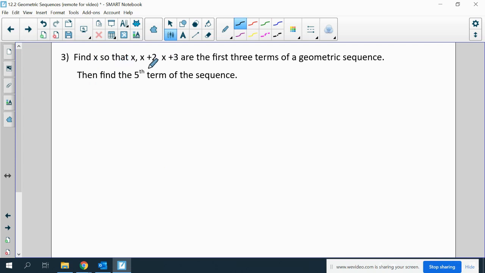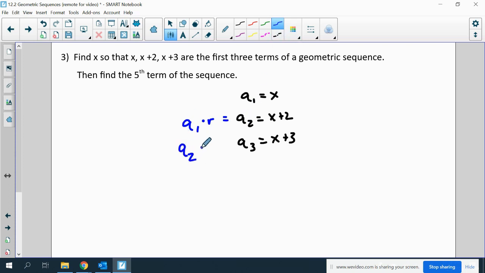Problem 3, find x so that x, x plus 2, and x plus 3 are the first three terms. So a sub 1 equals x, a sub 2 equals x plus 2, and a sub 3 equals x plus 3. So notice that a sub 1 times r is going to get me a sub 2, and a sub 2 times r recursively is going to get me the next term, right? A sub 3. So I use the recursive definition here to kind of figure out what's going on.